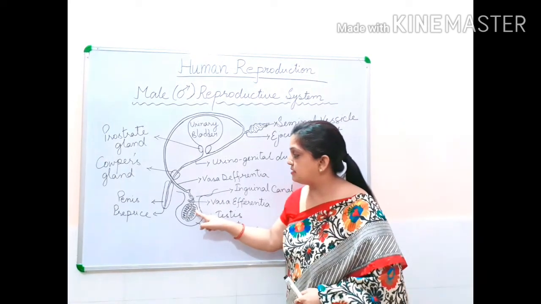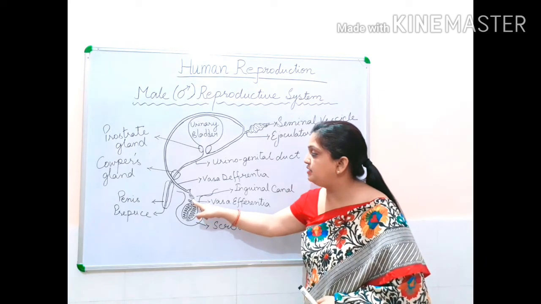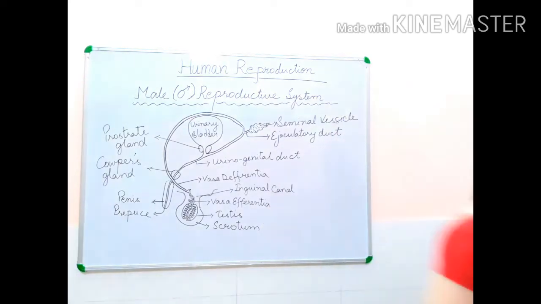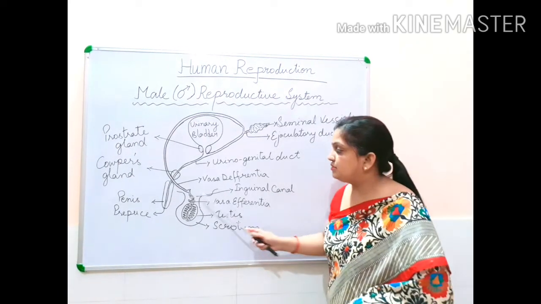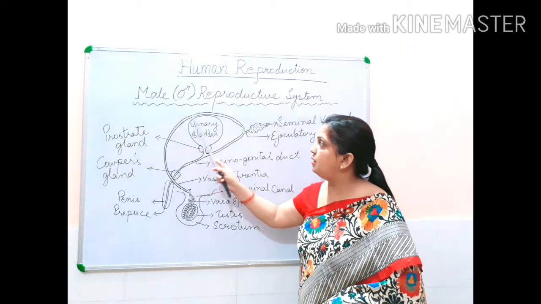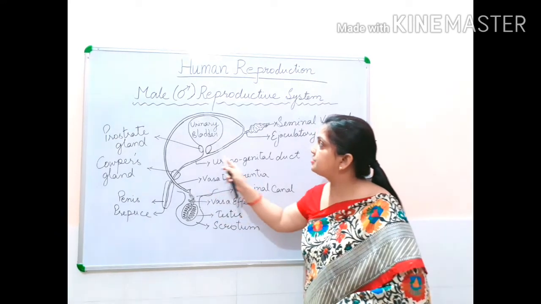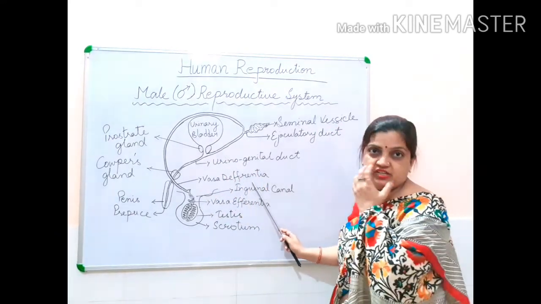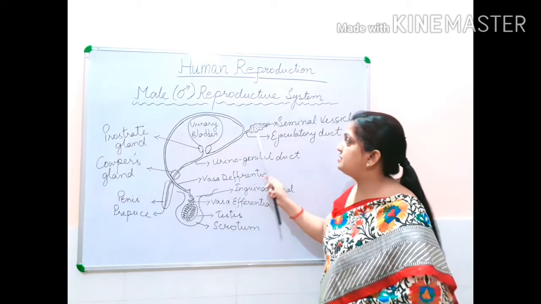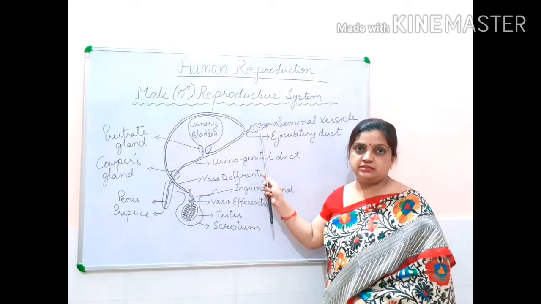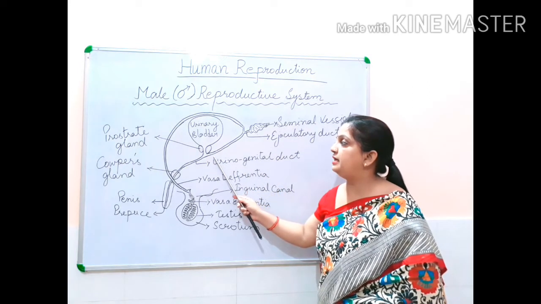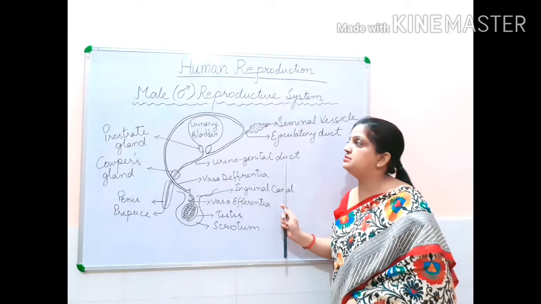Now from this testis I have drawn very fine tubes. These very fine tubes are called vasa efferentia. From these, a long tube-like structure is moving out in this manner. This long tube-like structure is called vasa deferentia. Now this vasa deferentia is opening into the seminal vesicle, and the seminal vesicle is opening into a long tube again, which is called the urinogenital duct.